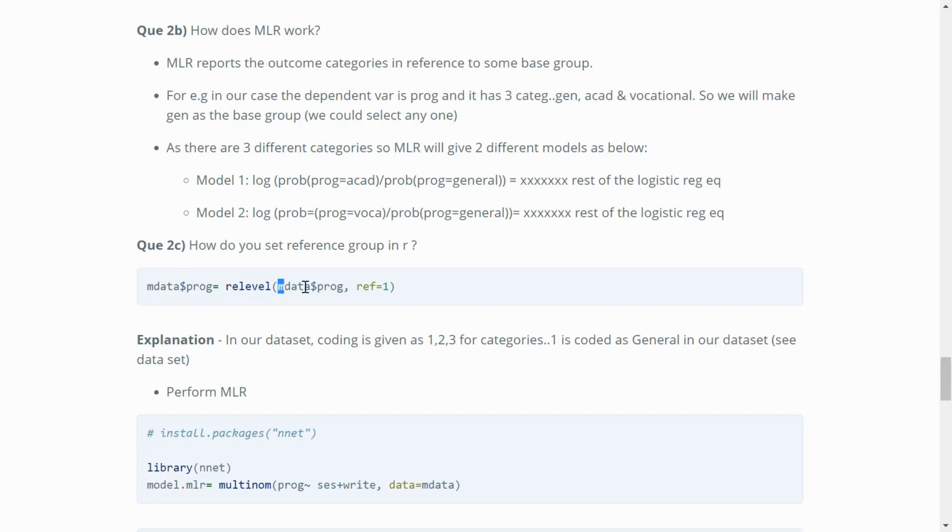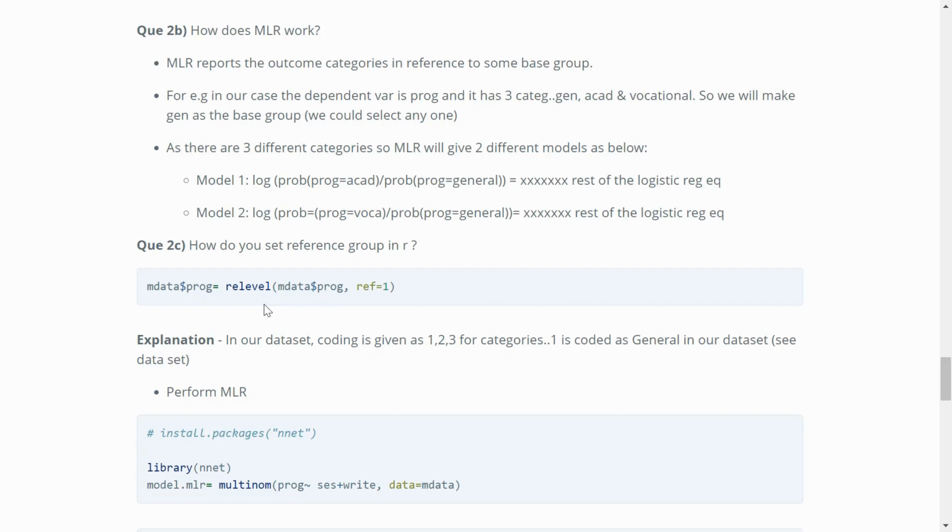The first argument would be the variable, which is the dependent variable. And the second argument would be the category, which needs to be set as the reference group. So here the first category refers to general. And then we'll run this and store it in the variable mdata$prog, which will basically replace the prog variable in the original dataset with these new values.